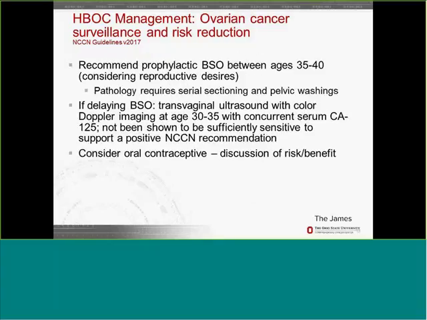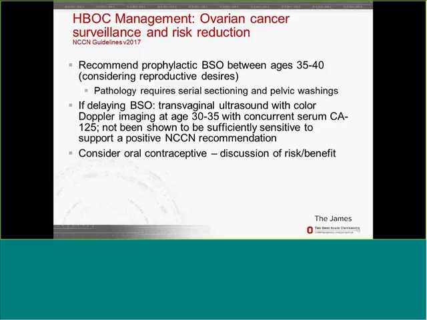For ovarian cancer, we are recommending risk-reducing bilateral salpingo-oophorectomy between ages 35 and 40, assuming that they're done with childbearing at that point. And they do need to do the surgery slightly differently than an ordinary hysterectomy and BSO. They actually serial section the ovaries and tubes every 2 millimeters to look for occult primaries.